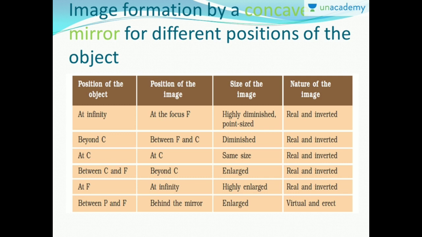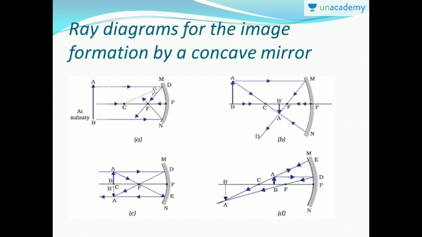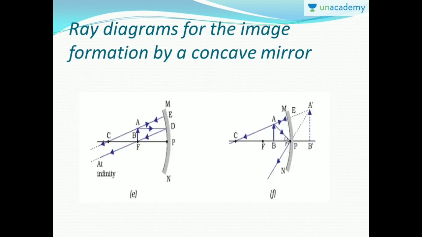Now I will show you the diagrams. For the first case, you can see they are all intersecting at the focus. The image will be formed at the focus. And now in cases B, C and D, you can see all these cases. So you have to study them clearly, and when you are drawing the ray diagram, it should be clear and sharp. Always prefer scales, and don't try to draw rough diagrams. This is the last one, the virtual and erect case. You can clearly see the image is formed behind the mirror.